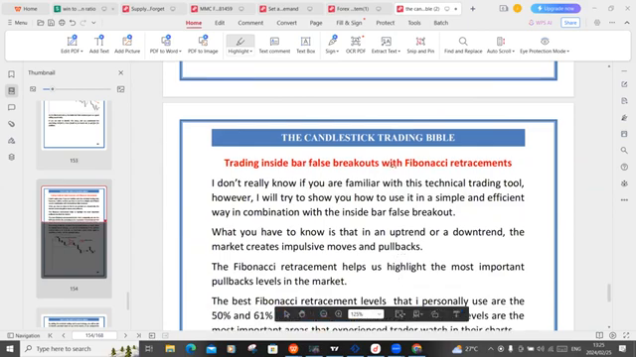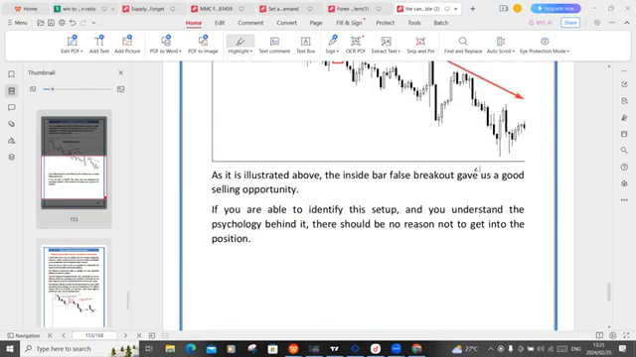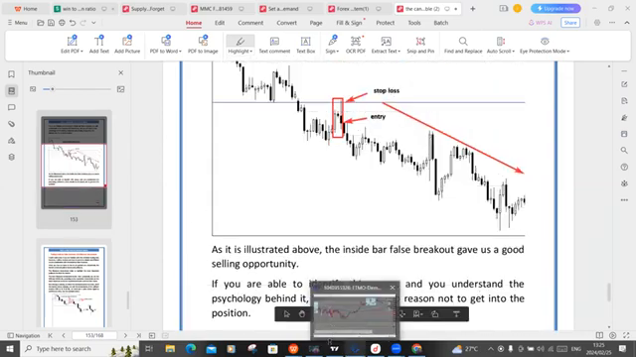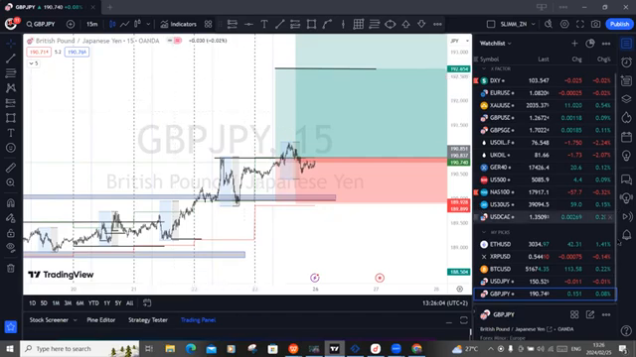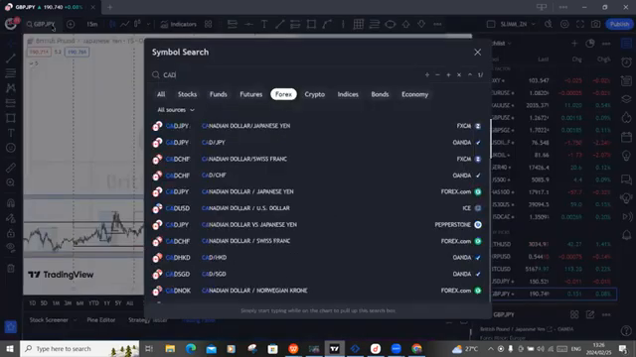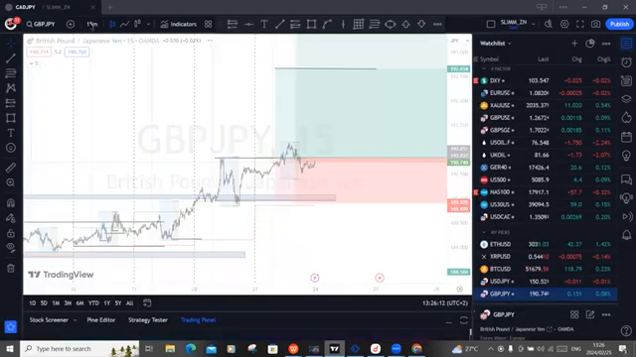Trading inside bar false breakouts with fib retracements. So I'm not sure if we should jump into the charts now. Let's actually do that. Okay, I hope you guys can see my screen. I don't want this video to be like the last time where you guys couldn't hear me. So let's use the pair which the author is using, CJ.